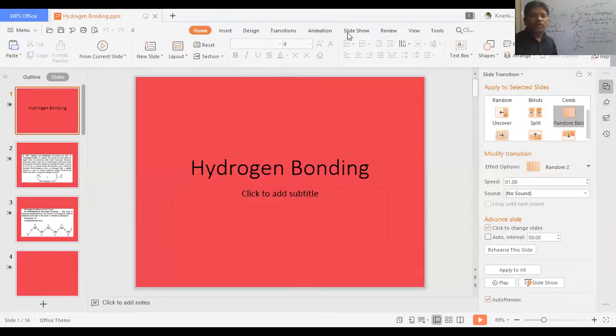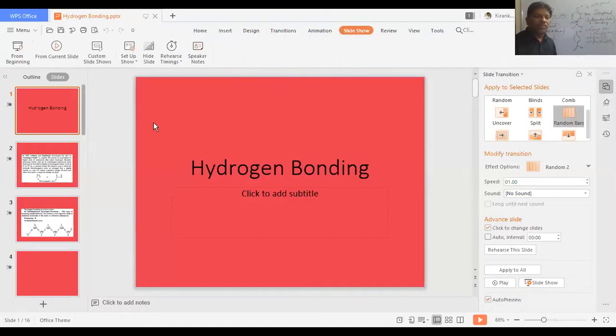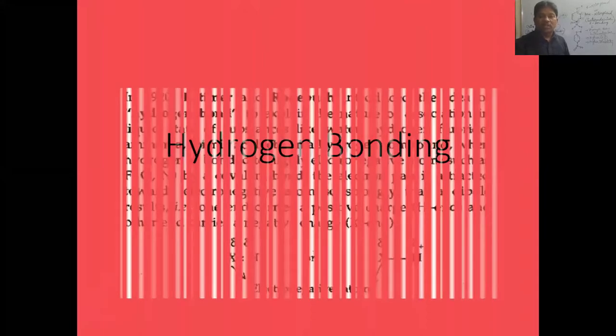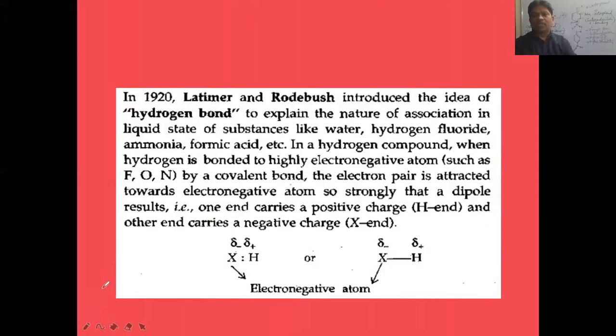So the hydrogen bonding is generally between hydrogen atom and more electronegative atoms. More electronegative atoms are generally fluorine, with the highest electronegativity, then oxygen, nitrogen, and Cl. These are different types of more electronegative atoms. So with these atoms only, hydrogen will form hydrogen bonding.